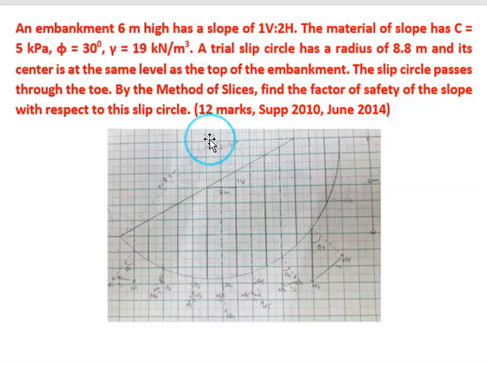Then by taking the center and radius 8.8 meter, we can draw the slip surface. So that we will be getting the other end of the slip surface. Then we have to join these two endpoints of the slip surface to point O, so that we can find the included angle at point O. Angle subtended at point O, which is represented as delta, has to be estimated from the graph.